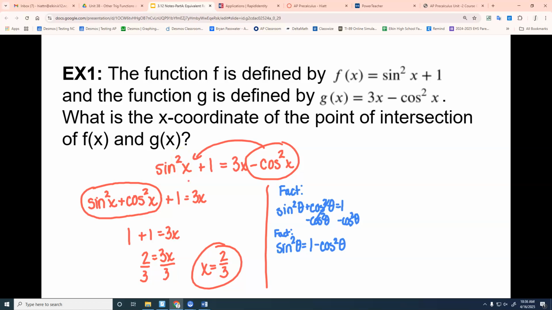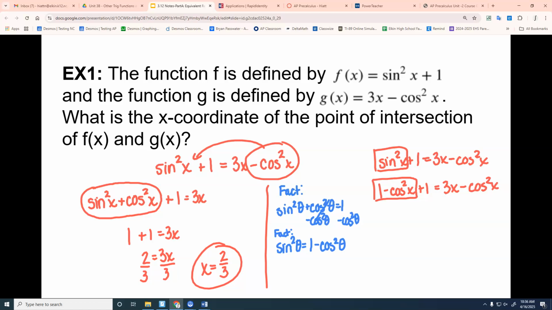So I've got sine squared x plus 1 equals 3x minus cosine squared x. Since I know sine squared x equals 1 minus cosine squared x, like this, I could replace my sine squared x with this 1 minus cosine squared x. They're equal to each other, so you could do that.